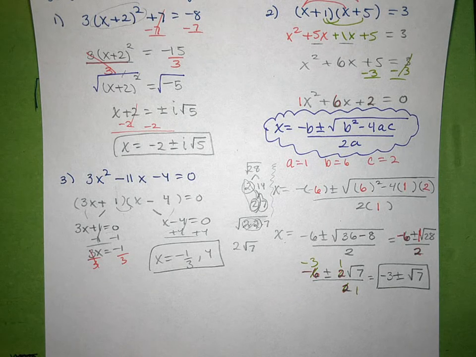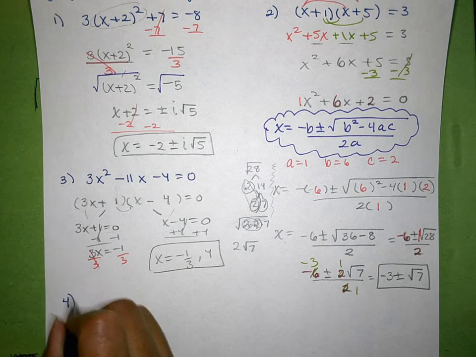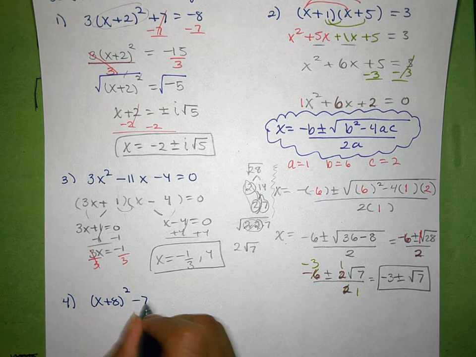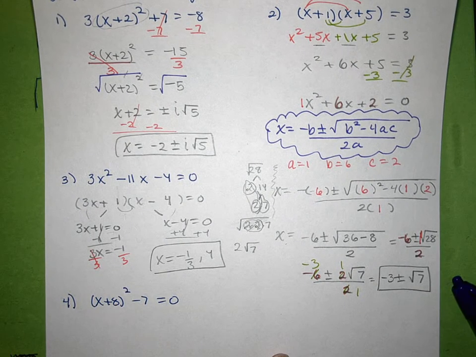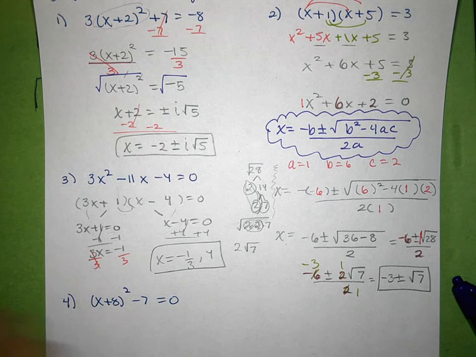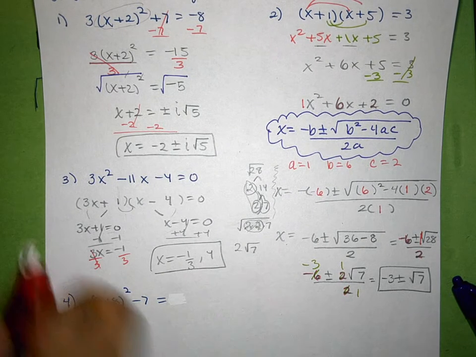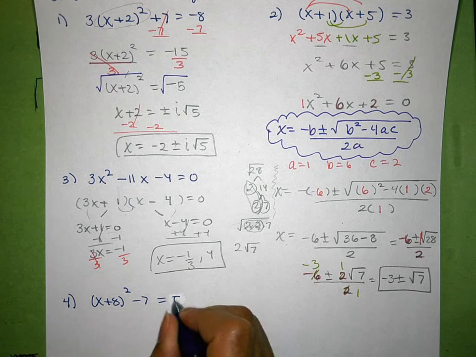Okay, number 4. The quantity of x plus 8 squared minus 7 equals 0. And I'm going to change that 0. It should have been a 5. So if you will please change yours as well. That should have been equals 5 and not a 0.